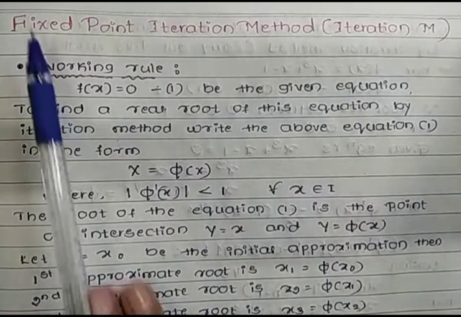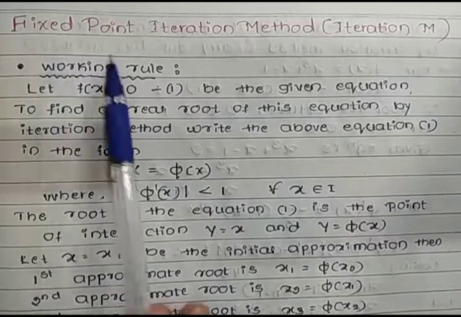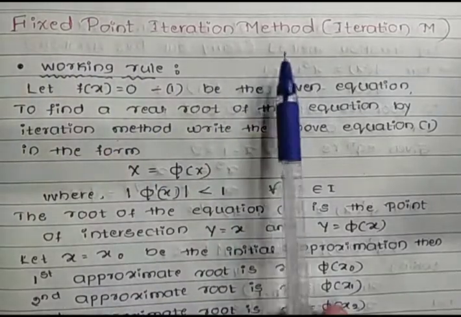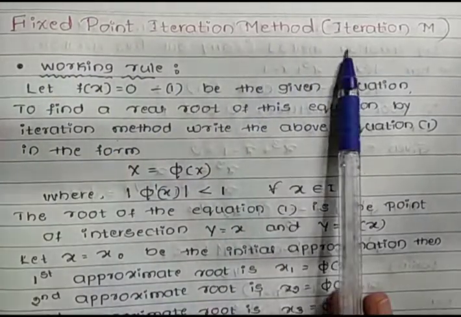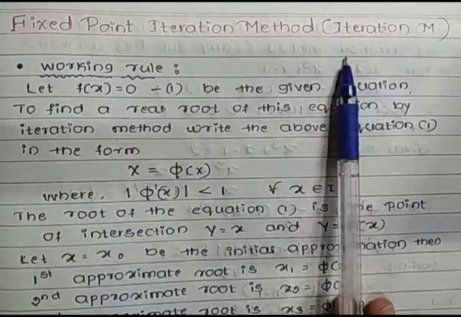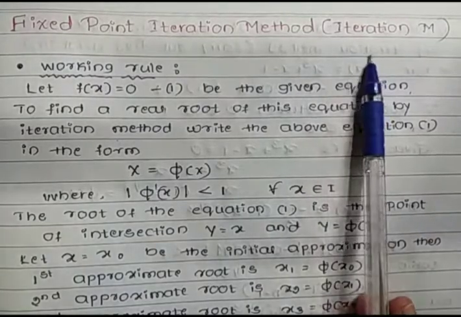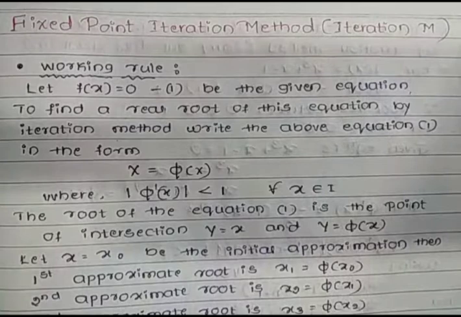Today in this video we are discussing the fixed point iteration method, which we can also call the iteration method: its working rule and one simple example based on it. These are the numerical methods which we use to find roots of any given algebraic equation or transcendental equation.